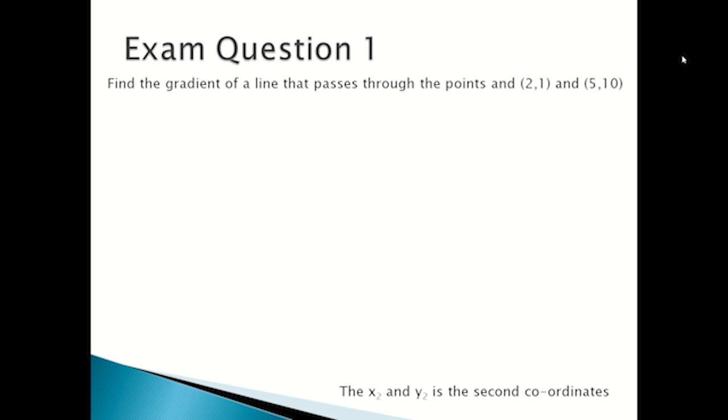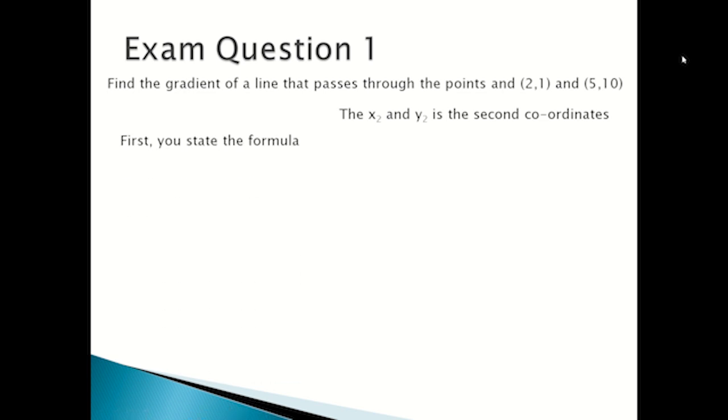Now we're going to look at the first exam question. Find the gradient of a line that passes through the points 2, 1 and 5, 10. The x2 and y2 points are the second coordinates. So first you state your formula, which is y2 minus y1 over x2 minus x1.